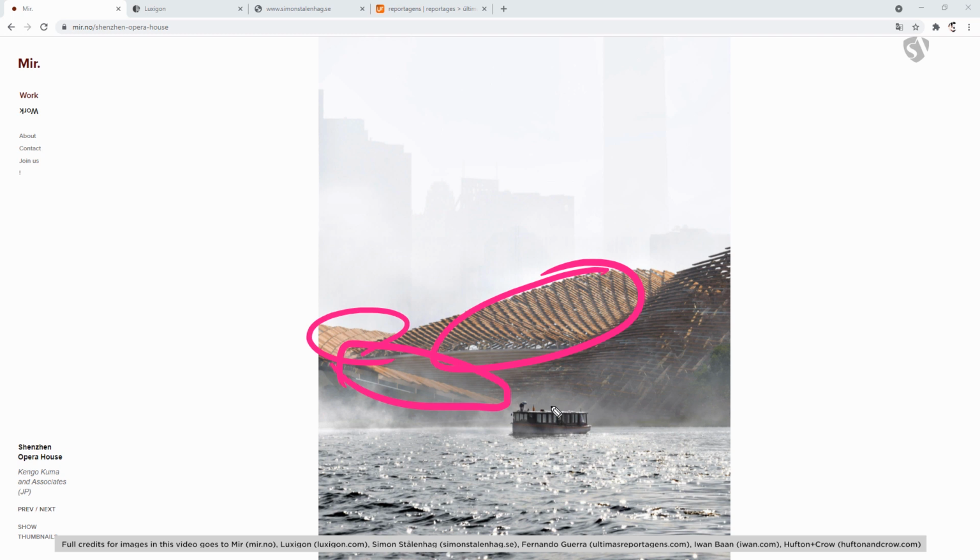Okay. And there's also a game of differences even here, because the boat is very small, and you can feel like it's probably smaller than it is in real life. It looks like a small model of a boat. And then because of the fog, and the fact that this building is not visible in its entire shape, it makes this building look massive, look huge.